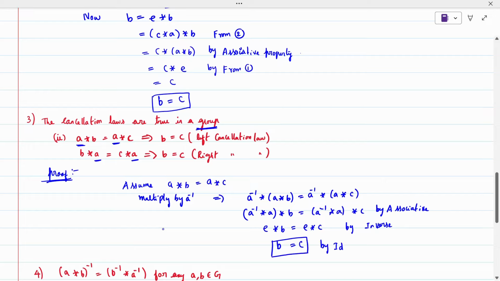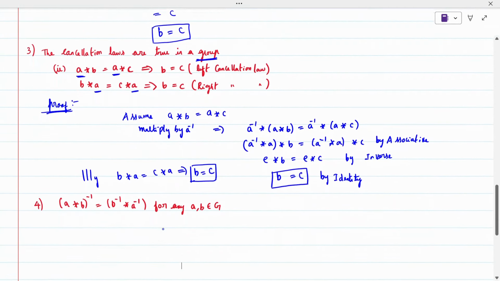By identity, it is B. By identity, it is C. So, B equal to C. So, left cancellation is true. Similarly, right cancellation also is true. B star A equal to C star A, equal to B equal to C. Okay. We need not take time. If it is a 4 mark question, you prove the remaining the same procedure, you repeat and write.